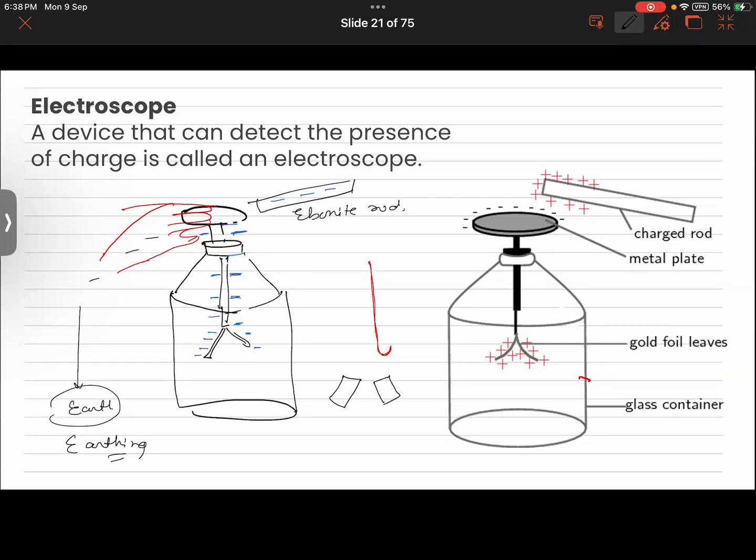We can't afford to have a gold leaf now, right, Chakrika? So you can just take two pieces of paper and hook them in this. Now all the setup would be the same. In place of the gold foil leaves, you have to take two sheets of paper, and they should be loosely hung. In this manner, we can also make an electroscope. Making an electroscope is very easy. Following some simple steps, we can make an electroscope.